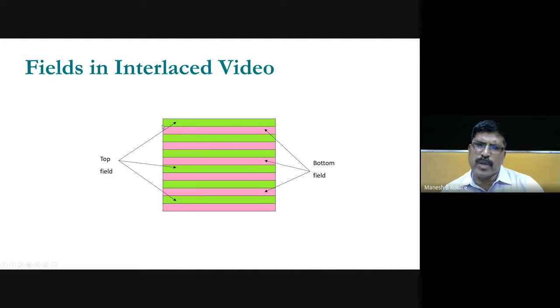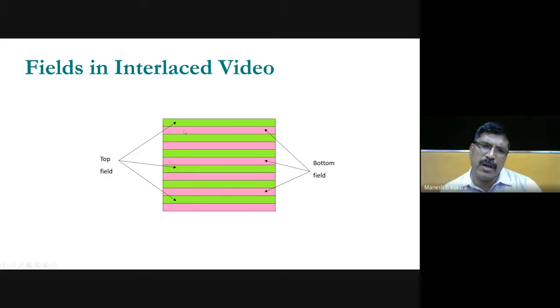Now, as I told you, there are 625 lines. If you divide 625 by 2, how many lines will there be? 312.5. So the first scanning will be over at the center, at the half line. It will scan the first line, then the third line, and so on up to the 625th half line. After that, the second field will start.